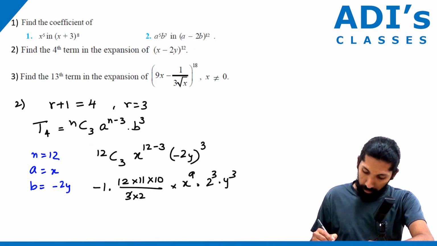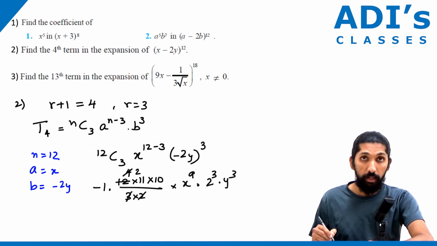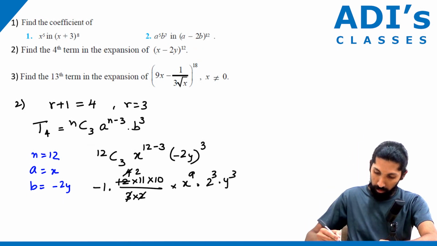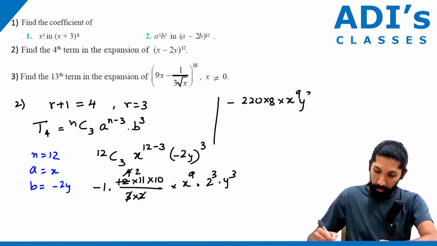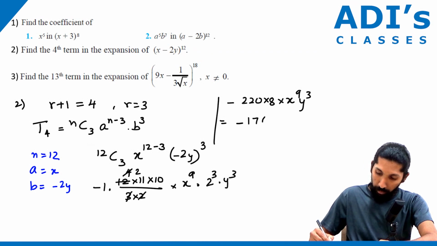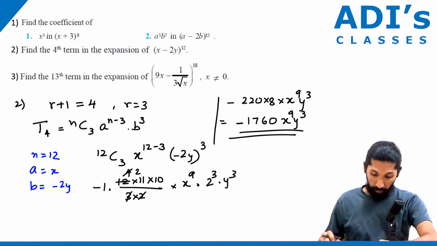So 3 goes 4 times and then again 2 times. So 2 into 11 into 10, that's going to give us 220. 220 into 8. So this is going to give us minus 220 into 8 into x power 9 into y cube. See, minus 220 into 8, correct? That's minus 1760 x power 9 y cube. This is going to give us the answer for the second question. Clear? Now let's do the third one.